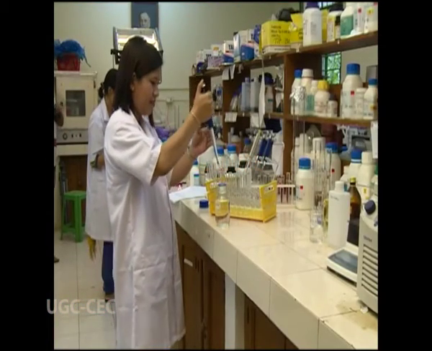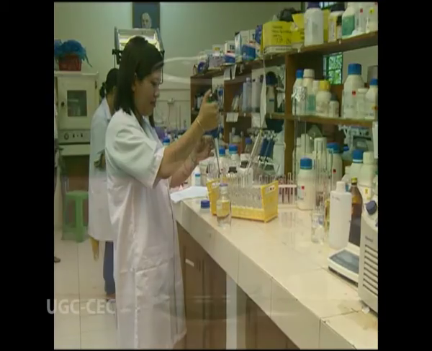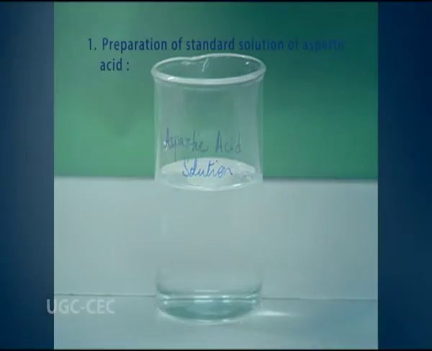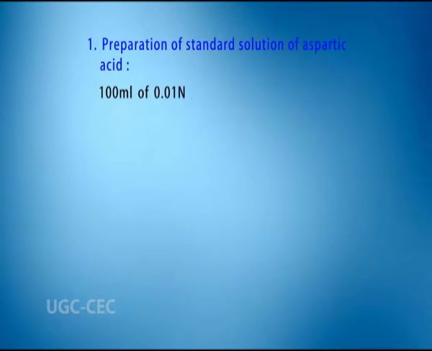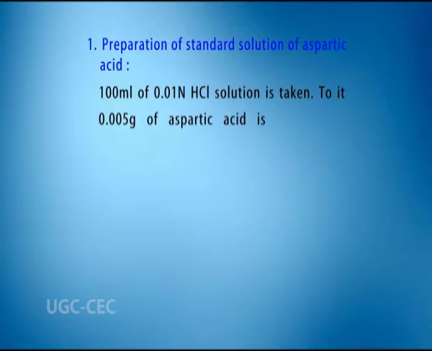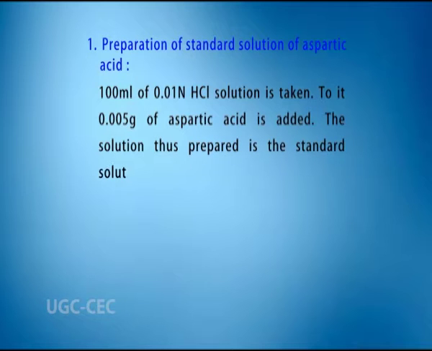First, preparation of standard solution of aspartic acid. 100 ml of 0.01 normal HCl solution is taken. To it, 0.005 gram of aspartic acid is added. The solution thus prepared is a standard solution of aspartic acid of 0.05 mg per ml.